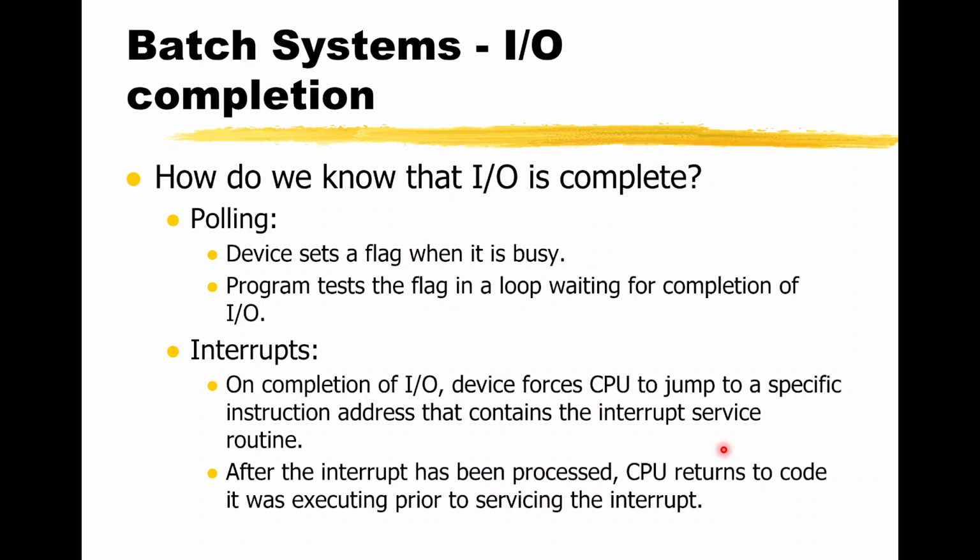All right. So the batch systems kept on going, trying to see how we could handle the I/O. How do we know that I/O has completed? That was another issue. Because now you're being automated, it wasn't handled by human beings again. So how do you know that the I/O has finished what it's supposed to do? Then there was what we call polling. The device sets a flag when it is busy, and the program tests the flag in a loop waiting for completion of the input-output.